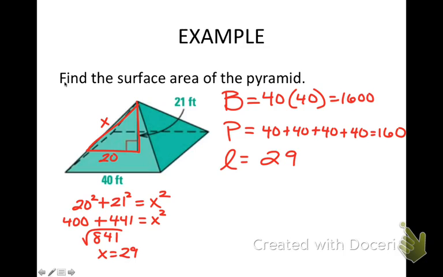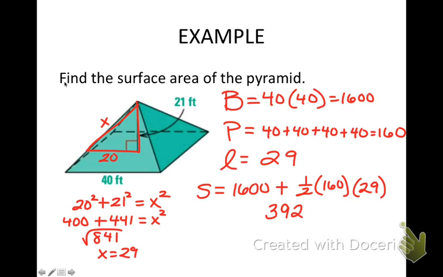All right, plug it into the surface area formula. Tell me what it's going to be. You guys getting 3,920? Yes. Feet squared. Good.